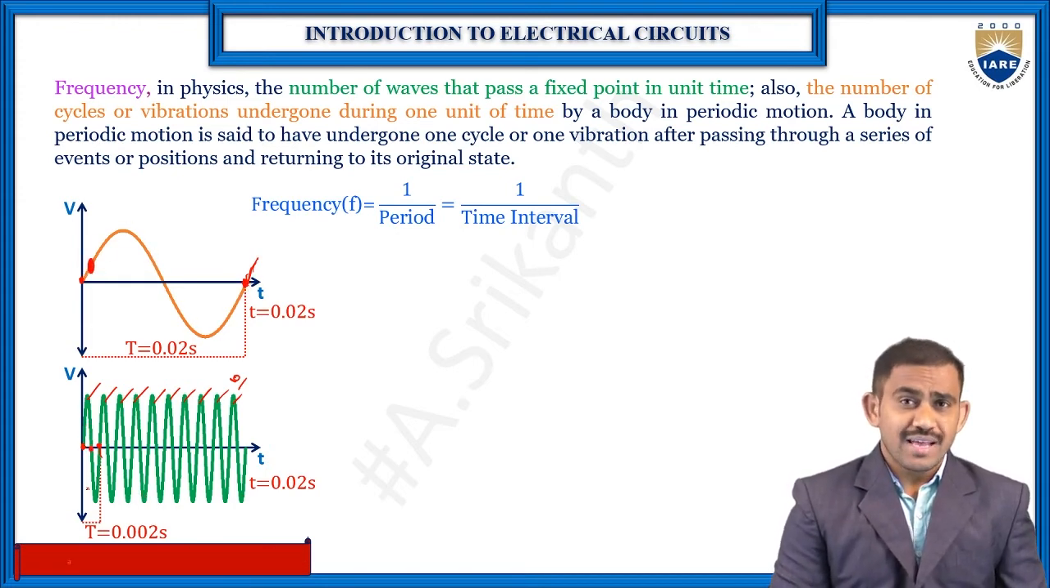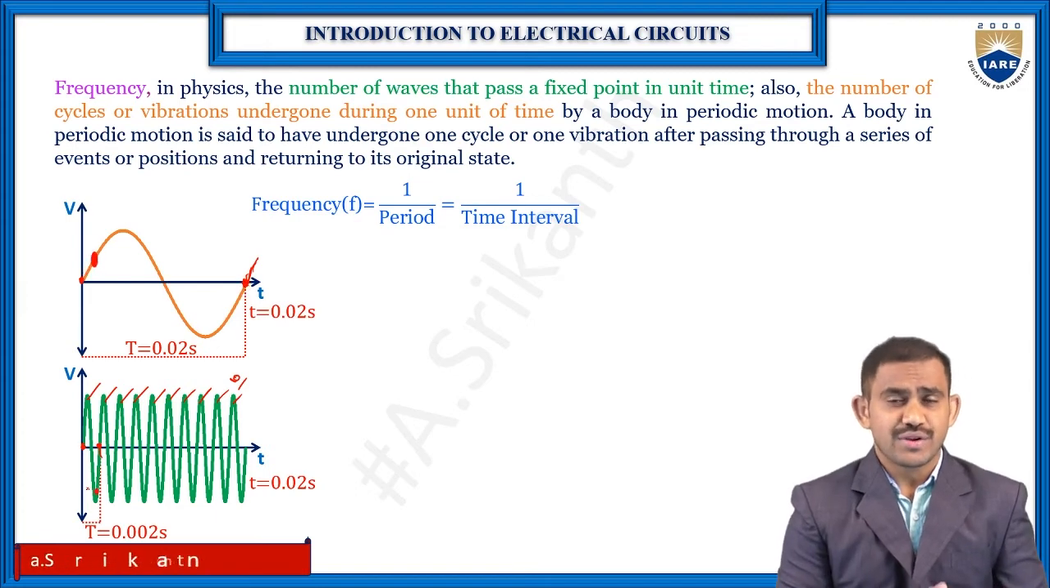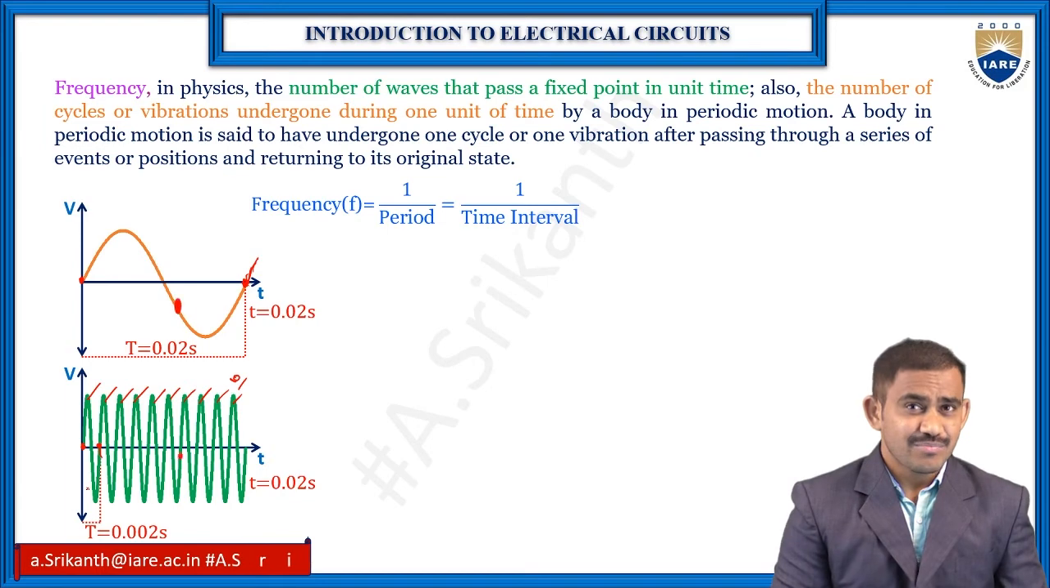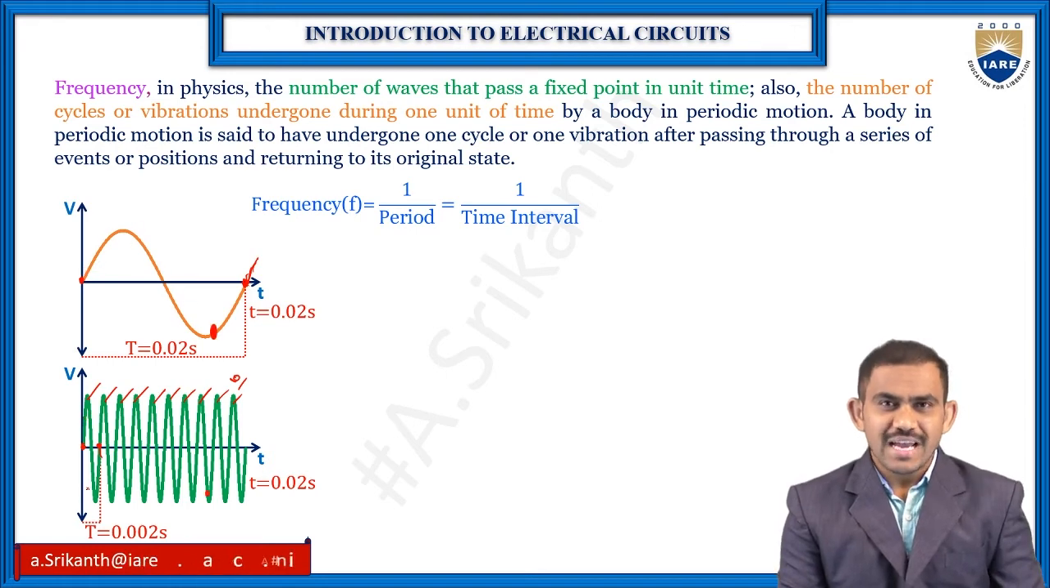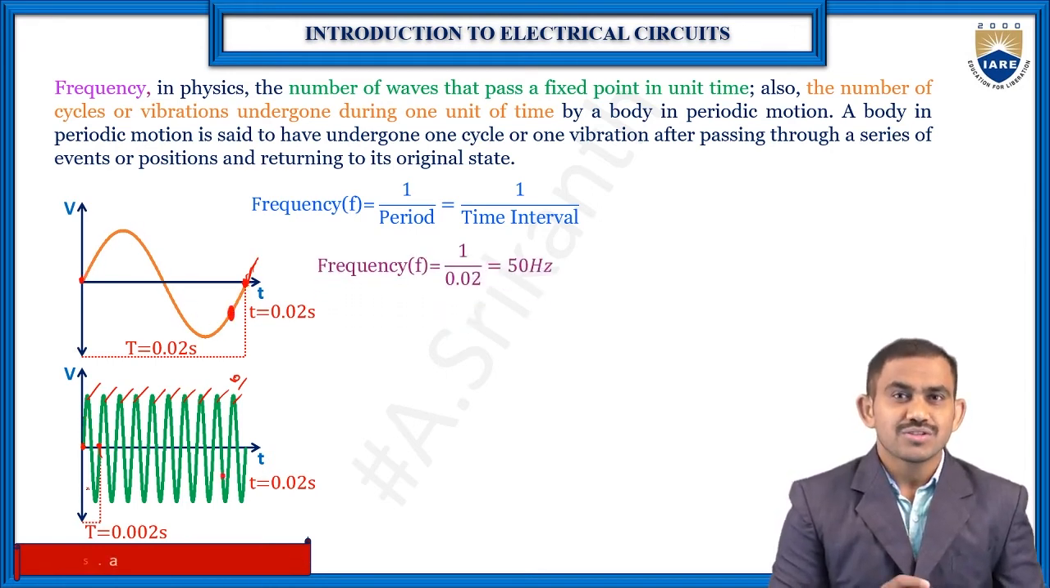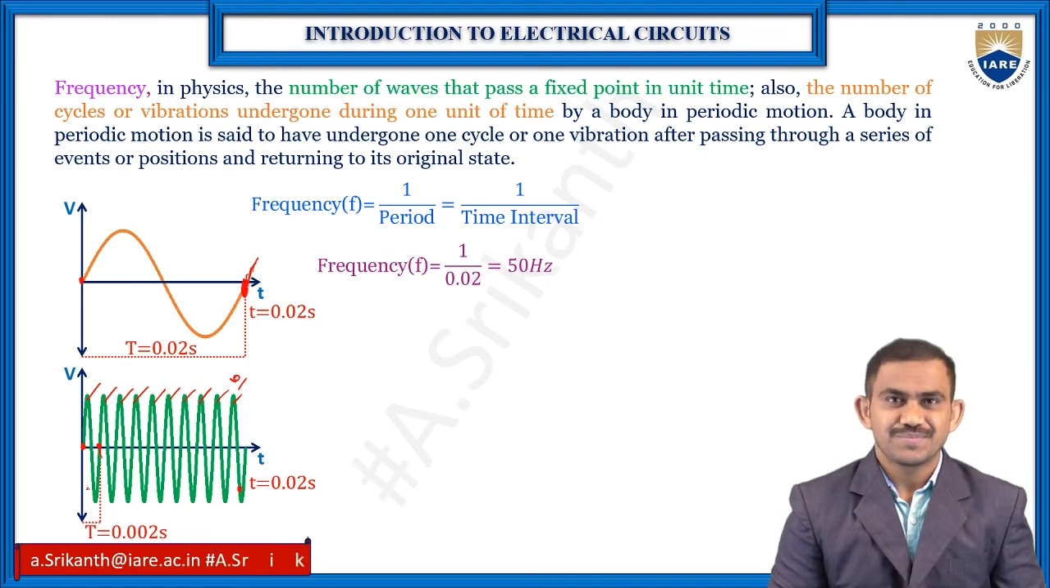Now, which is the higher frequency and which is the lower frequency? Just observe which is higher, the first one or the second one. Just substitute those values in your formula. So what is your formula? 1 by time period. What is the time period for the first waveform? 0.02 seconds, so 1 by 0.02 gives 50 Hz.